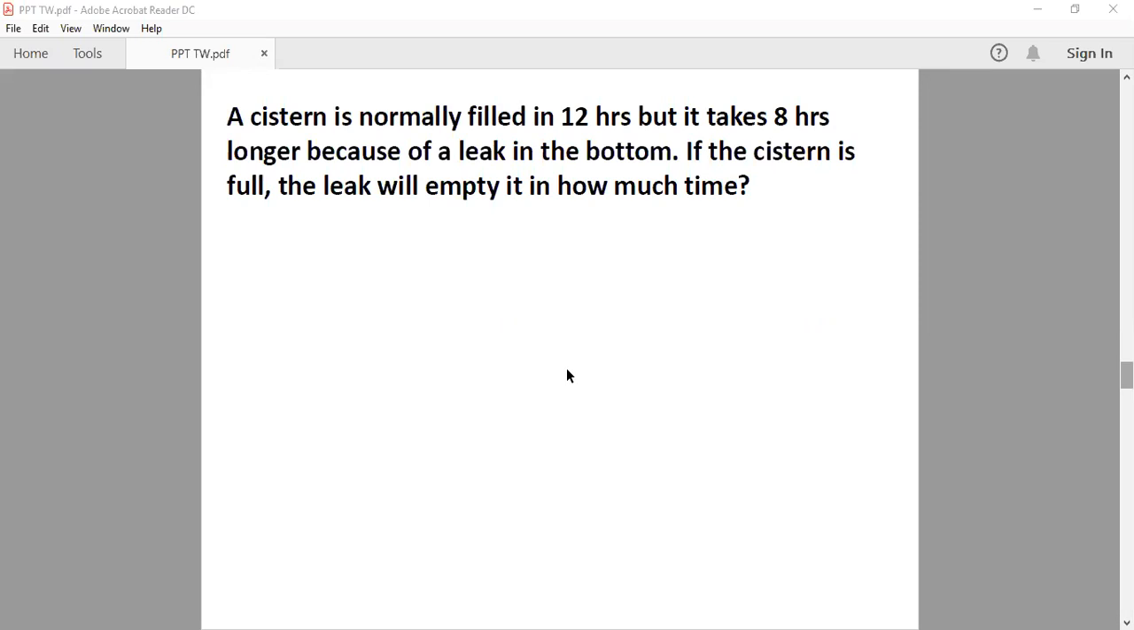हमें दिया हुआ है क्वेश्चन और लेट्स से अ टैंक इज नॉर्मली फिल्ड इन 12 आवर्स। नॉर्मली 12 आवर्स में फिल होता है, but it takes 8 hours longer due to a leak at the bottom. क्योंकि बॉटम पे लीक था तो उसकी वजह से उसको 12 की बजाय कितना टाइम लगा, 20 आवर्स लगे, राइट, 8 आवर्स ज्यादा लगे। तो अगर इसको मैं यूनिटरी से सिंपली सोचूं तो 12 और 20 इनका एलसीएम कितना होता है, 60। Let us assume that the tank has a capacity of 60 liters.